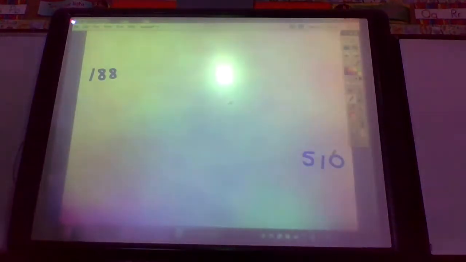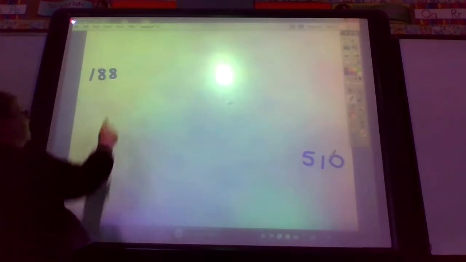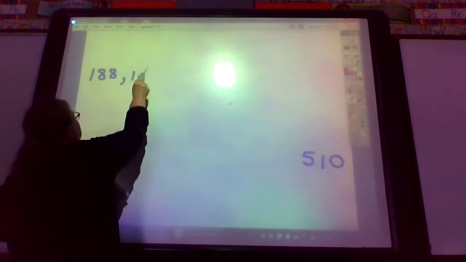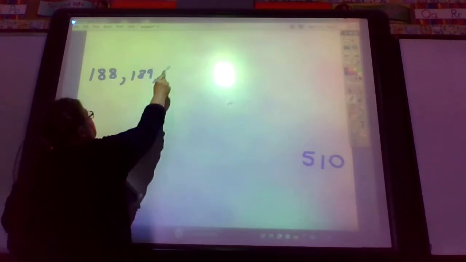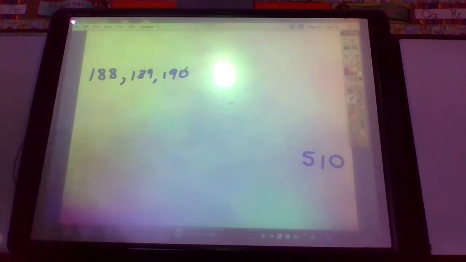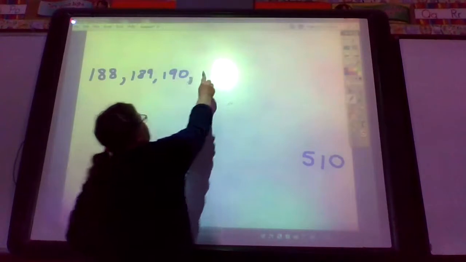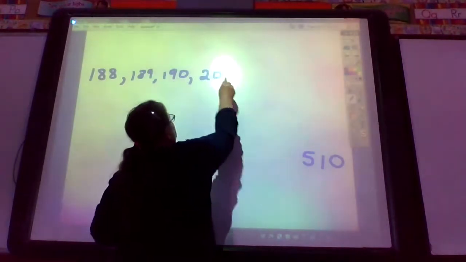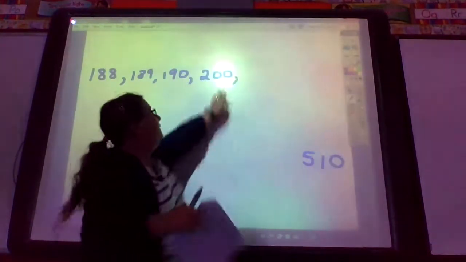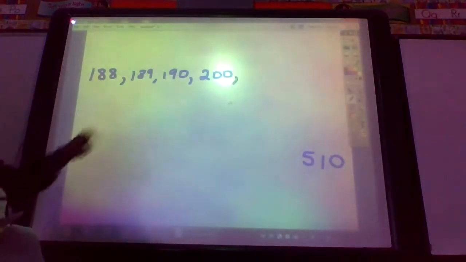We're going to write numbers and not quick draws. 188. I don't have a 0 there, so I've got to go up by ones. 189, 190. Oh, good. I got my 0. Now I can go by tens. If I add 10 to that, I have my 200. Oh, looky there. Now I have 2 zeros. I have a 0 in my ones and I have a 0 in my tens.